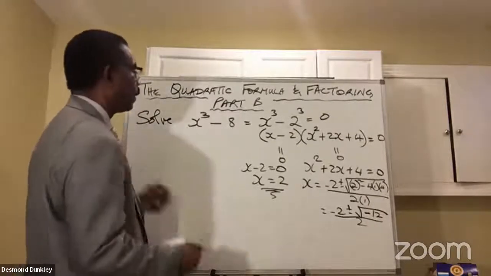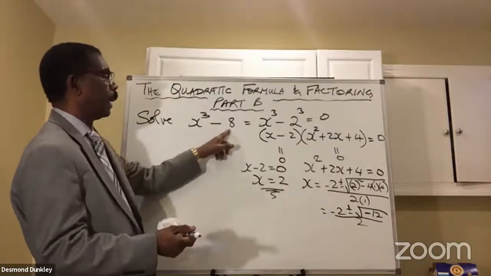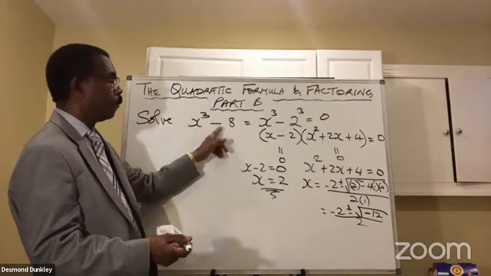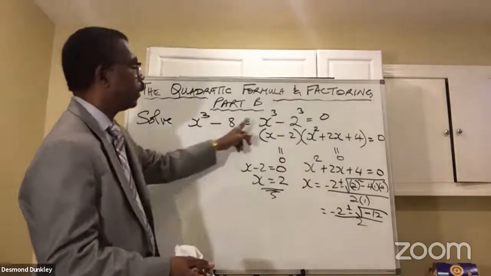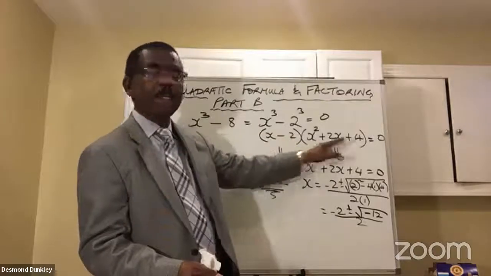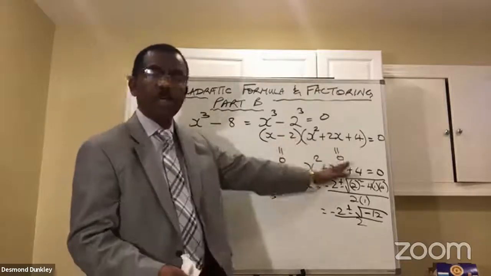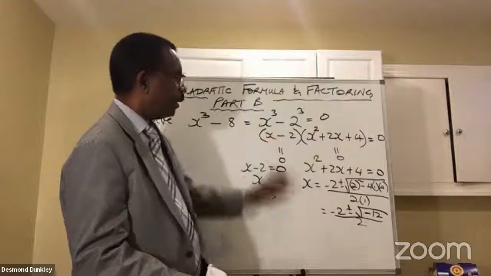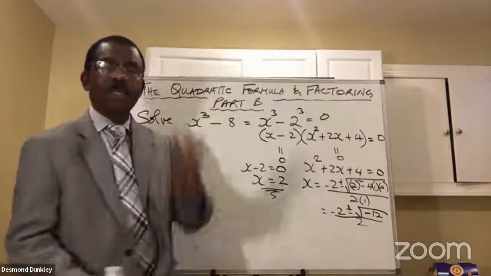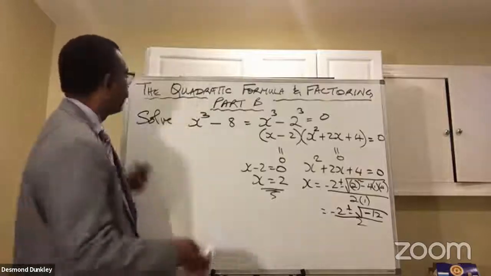So as a reminder, whenever you're given a sum of cubes or a difference of cubes, you factorize, you get your binomial and your trinomial, and then you equate to 0, and then you solve the linear, solve the quadratic, get your 2 answers, get 1 answer. There are your 3 answers.